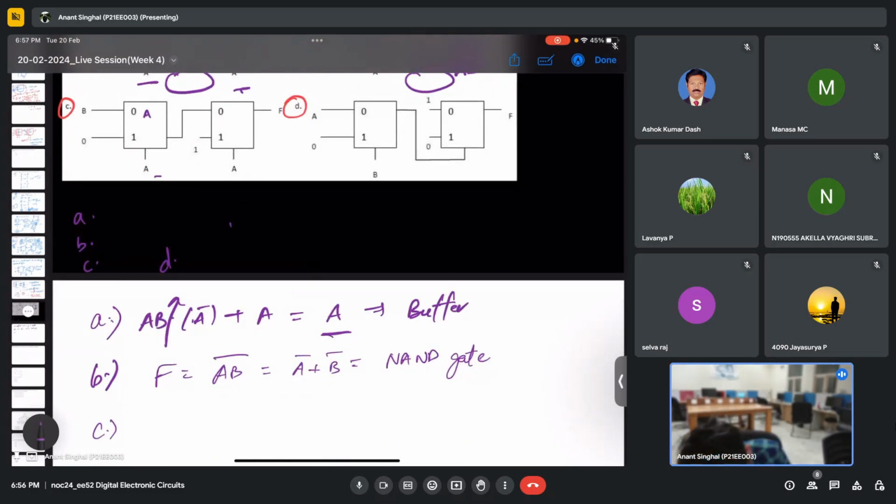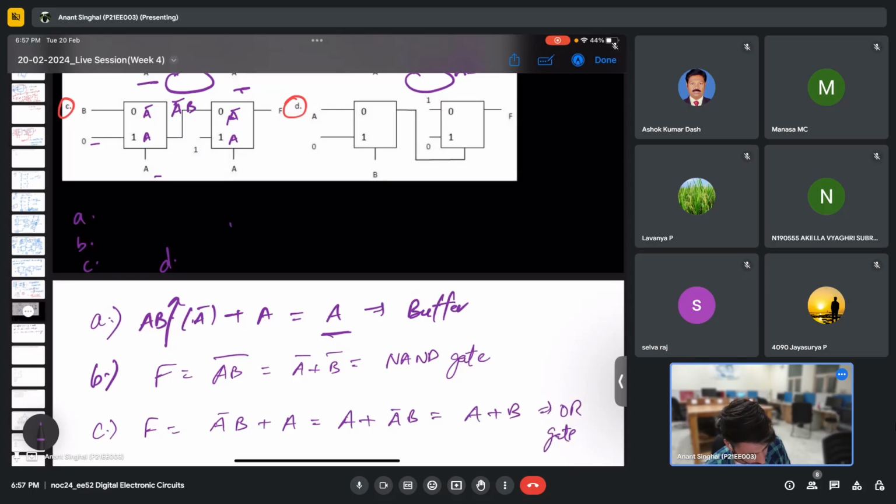I'm getting A complement and A here, A complement and A here. Since this is A complement B and this is 0, so 0 doesn't matter. So for option C, F will be A complement B, sorry, it is getting multiplied by A complement. So it will be similar only, plus this will be A. So this is nothing but A plus A complement B. That will give you A plus B. So yes, this is our OR gate. So option C will be correct for this particular question.